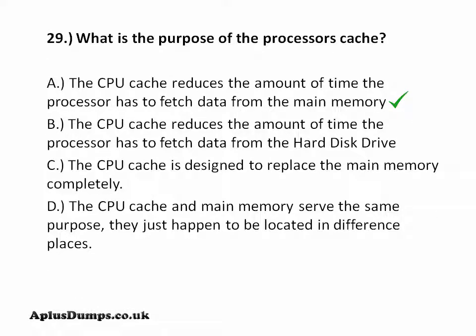Question 29. What is the purpose of the processor's cache? A. The CPU cache reduces the amount of time the processor has to fetch data from the main memory. B. The CPU cache reduces the amount of time the processor has to fetch data from the hard disk drive. C. The CPU cache is designed to replace the main memory completely. D. The CPU cache and main memory serve the same purpose. They just happen to be located in different places. The answer is A. The CPU cache reduces the amount of time the processor has to fetch data from the main memory.